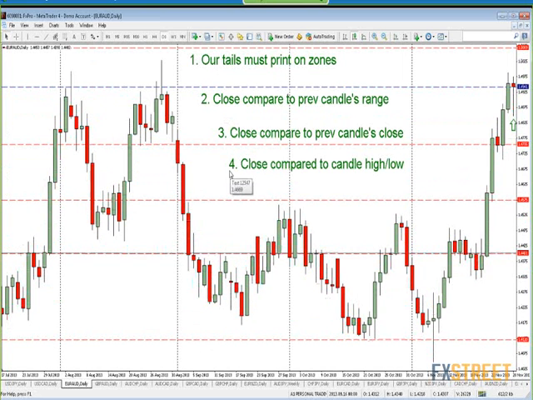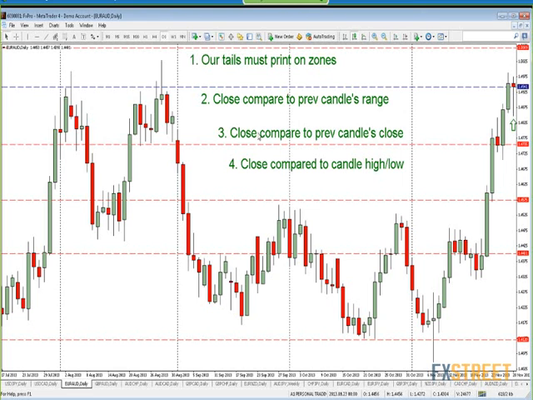So what I want you to do is run this candle now on the far edge of the chart through our rules. Our tails must print on a zone. Does the tail print on a zone? Check. Yep, it's on a zone. Certainly is. How does the close compare to the previous candle's range? Well, it's pretty good. It's actually inside of the previous candle's range.